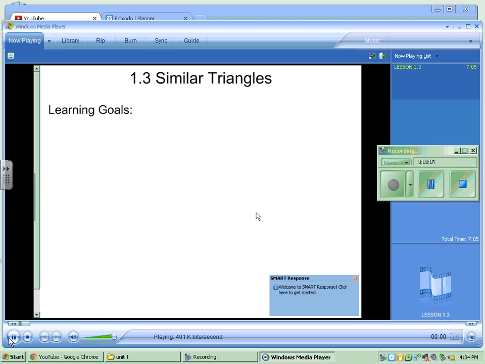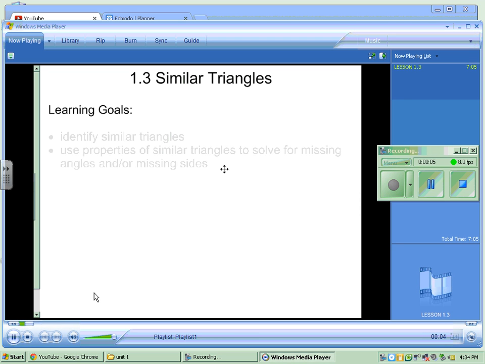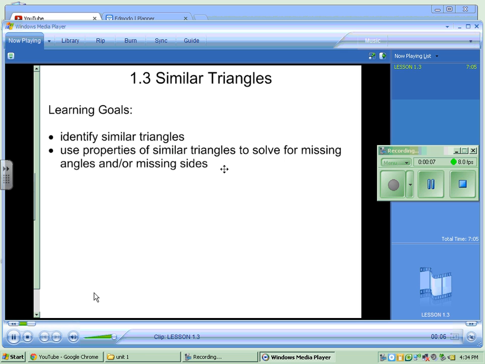Today's lesson is 1.3, Similar Triangles. The learning goals for today are to identify similar triangles and to use the properties of similar triangles to solve for missing angles and or to solve for missing sides.